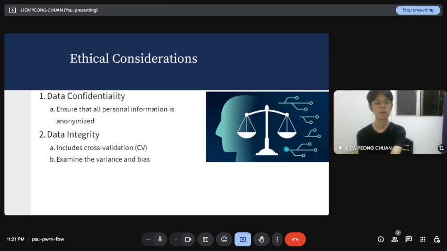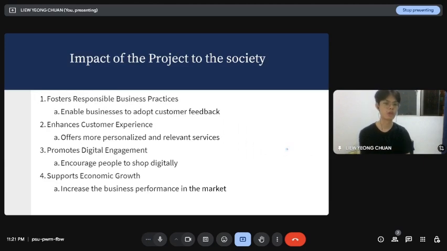For the impact of the project on society, we are confident that our study will enable businesses to adopt customer feedback, which will offer more personalized and relevant service that can encourage people to shop digitally. On a larger scale, we also believe that this will increase business performance in the markets.